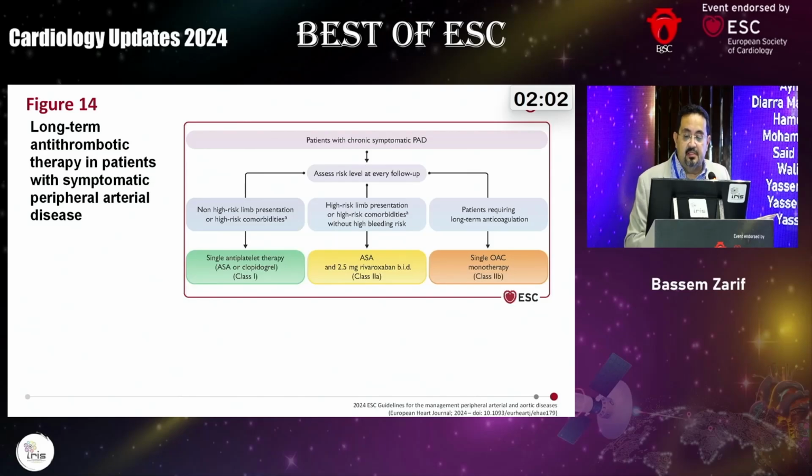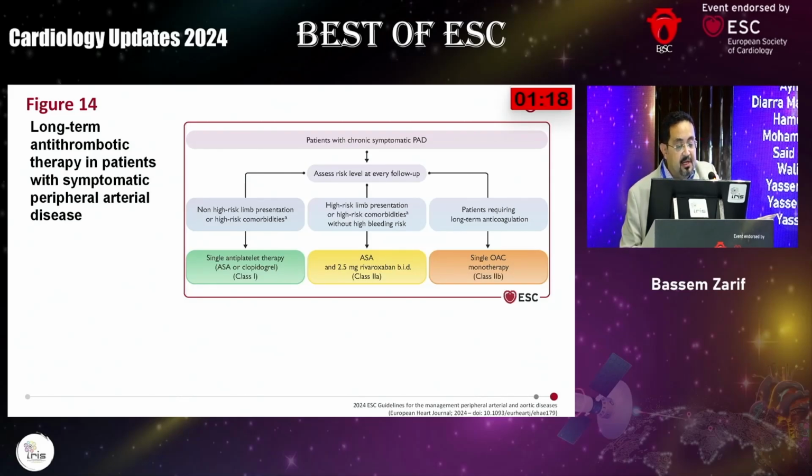After assessment of the risk level, we have 3 groups. First group, no risk of limb at presentation or high risk comorbidities. It is adopted for single SAPT, mostly aspirin or clopidogrel. We have some data in favor of clopidogrel, but this is class 1. And for patients requiring long-term anticoagulation for another reason, mainly AF, it will be single DOAC or anticoagulation monotherapy, and this is class 2B.